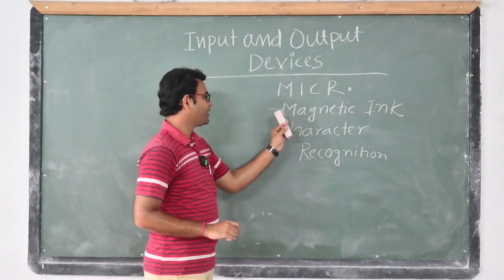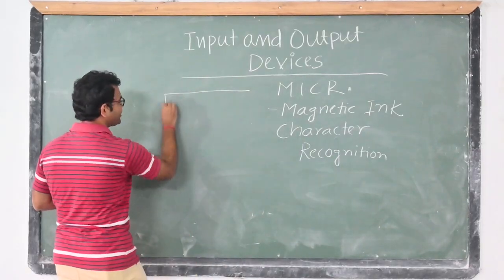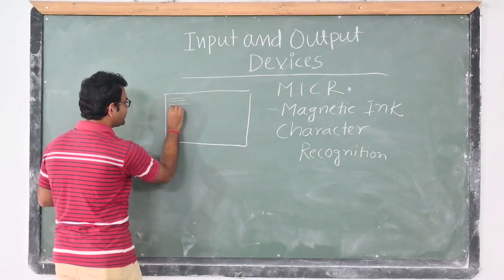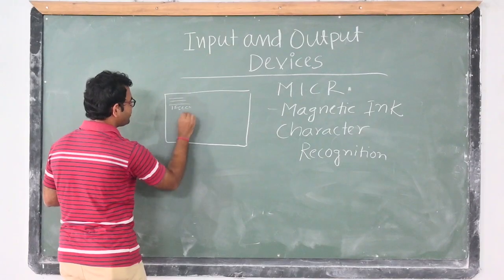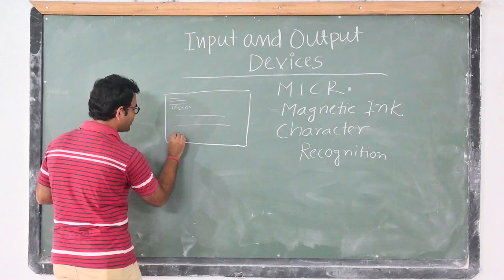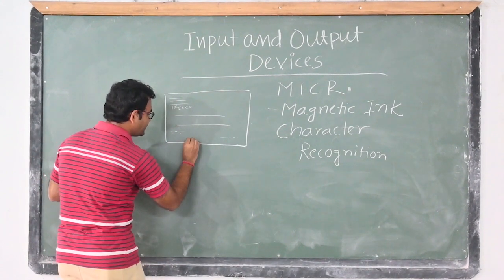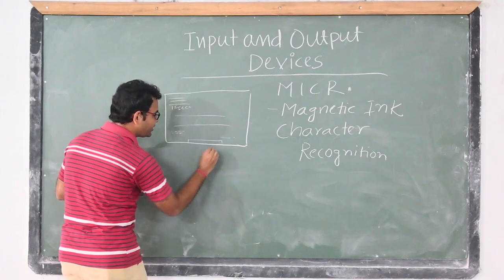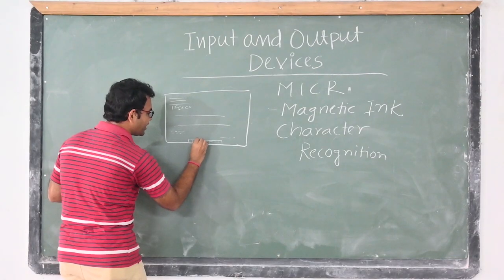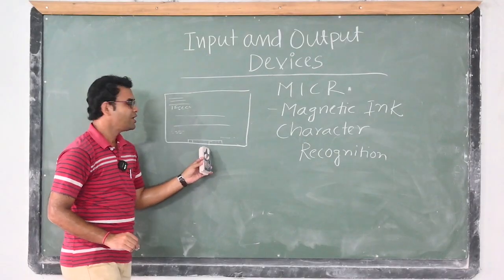So let us discuss where you get the MICR information. Suppose this is a check. On this check you can get the banking information, the IFSC code, the check amount, the bank name, and a signature portion. In the last part, you can get the check number, and here you can get a 9-digit number. This is called the magnetic ink character recognition.